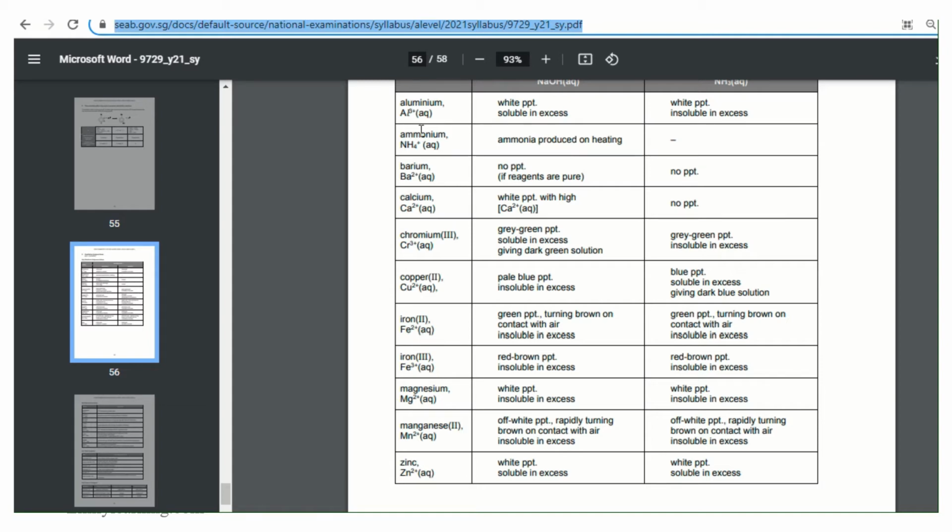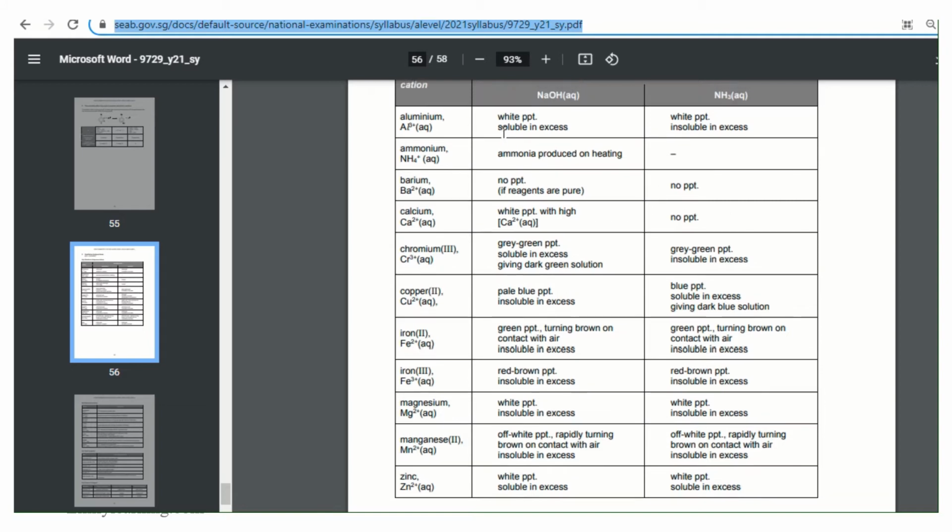Instead of looking for a precipitate and seeing whether it's soluble in excess or not, in order to test for ammonium, you have to heat the solution. You need to add sodium hydroxide and then heat it for ammonia to be produced. So if you take a look at the question, no part of it asks you to heat the solution.